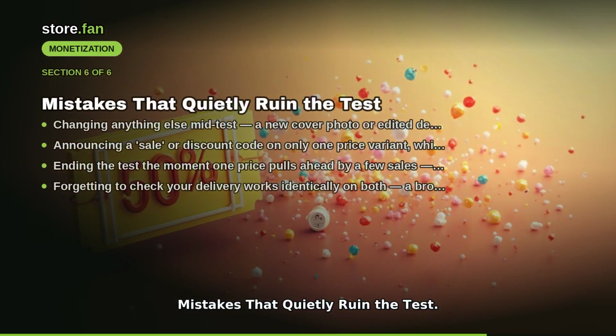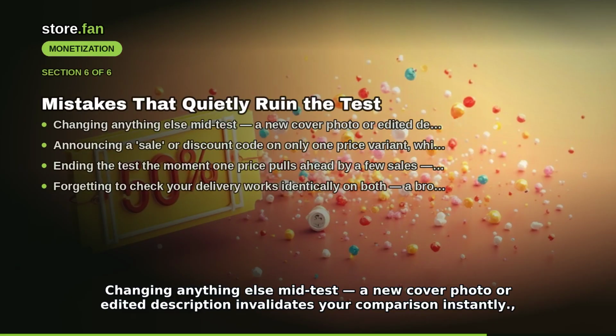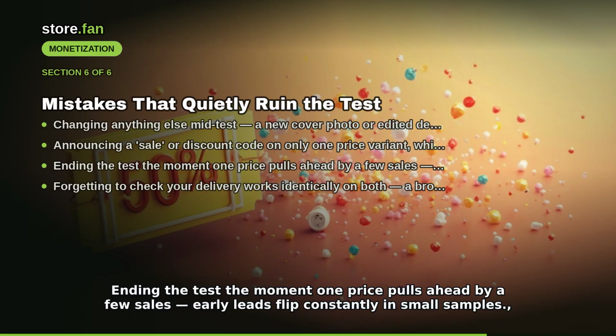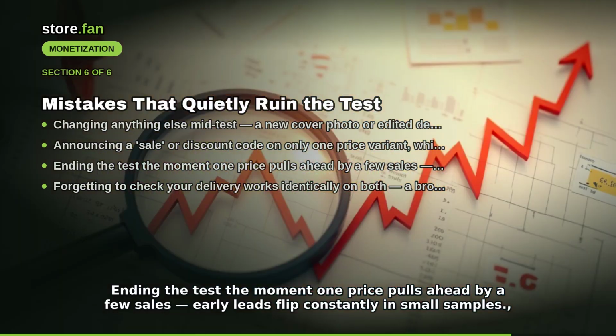Mistakes that quietly ruin the test. Changing anything else mid-test. A new cover photo or edited description invalidates your comparison instantly. Announcing a sale or discount code on only one price variant, which stacks a second variable on top of price. Ending the test the moment one price pulls ahead by a few sales. Early leads flip constantly in small samples.